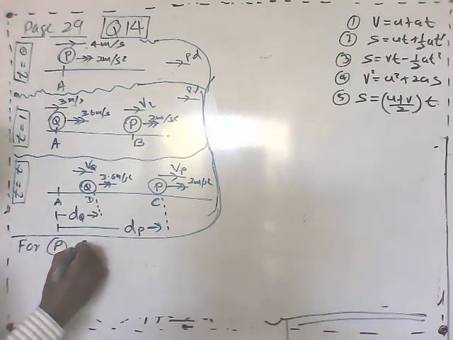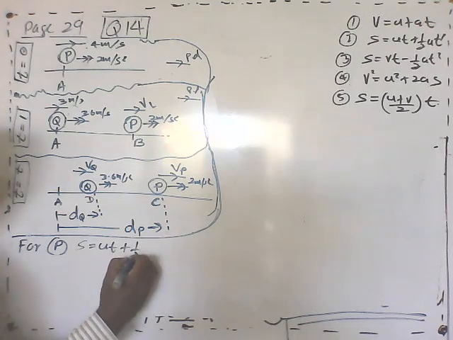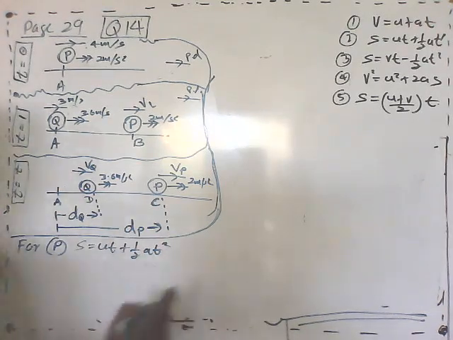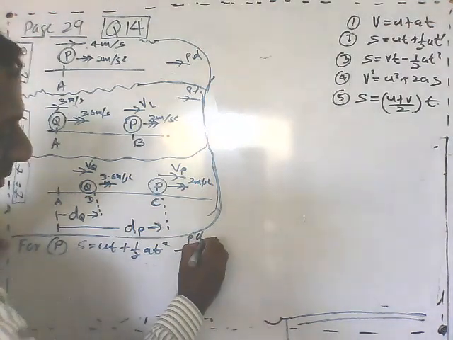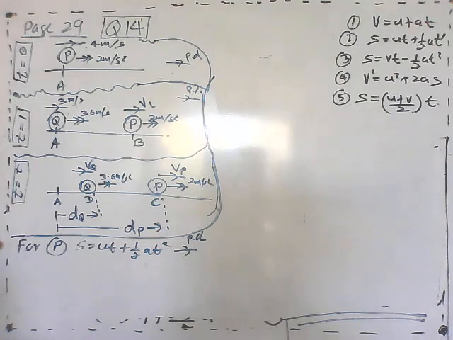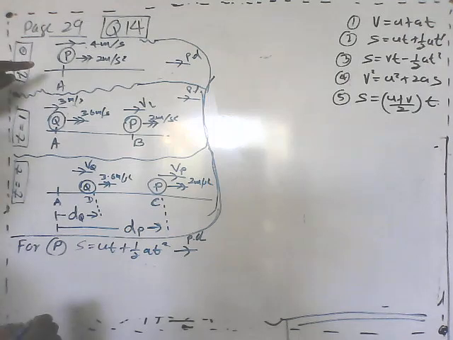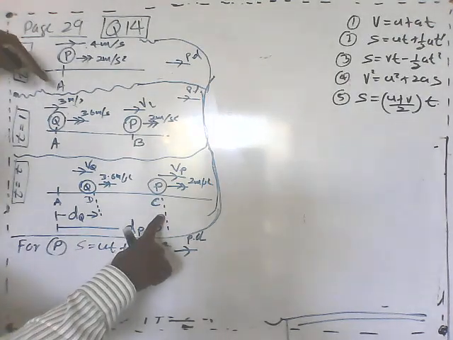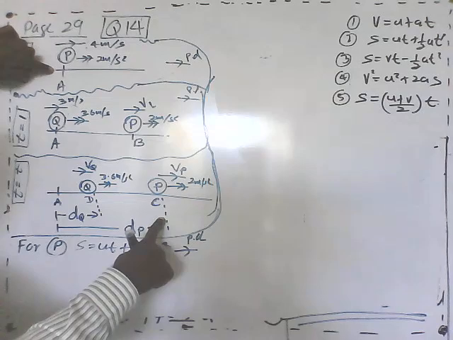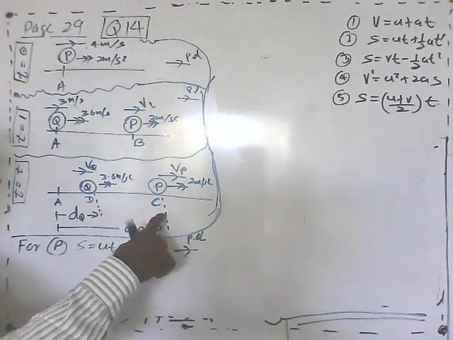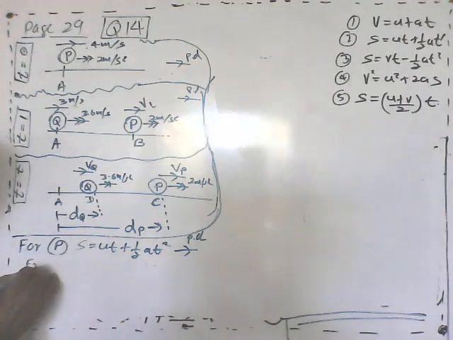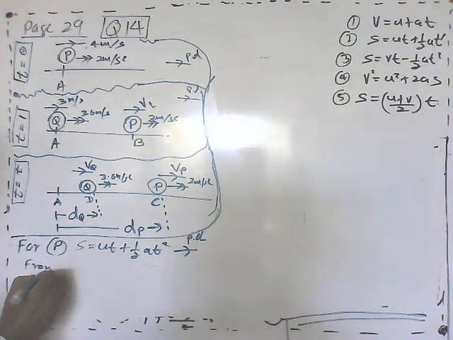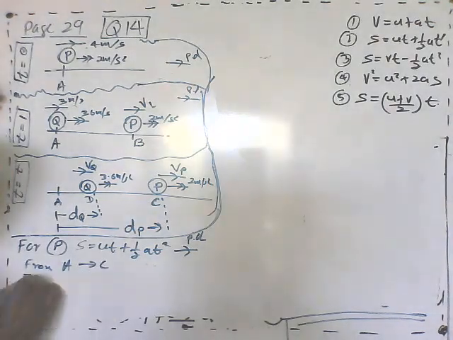For P we will say s is equal to ut plus half at squared, in the positive direction. This is the positive direction, and we will state the section. Here we are going to apply for P the section from A to C. At the 0th second he is here, and at the t second he has come here. So for P this is the equation, positive direction, from A to C. So this is the heading.